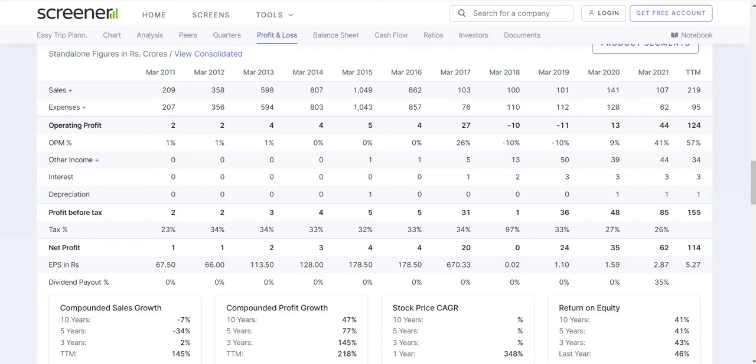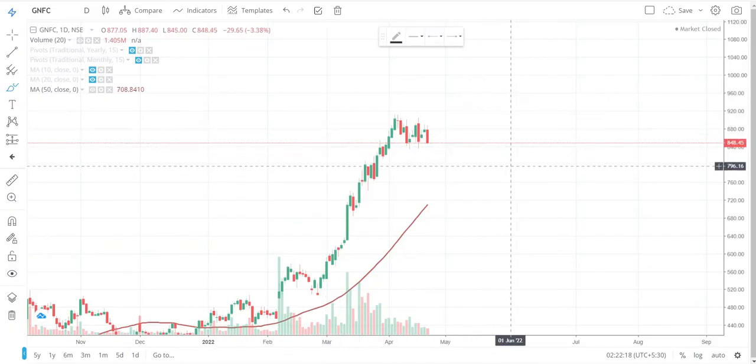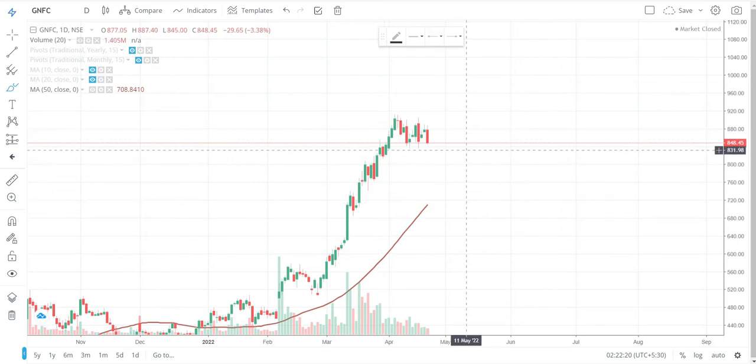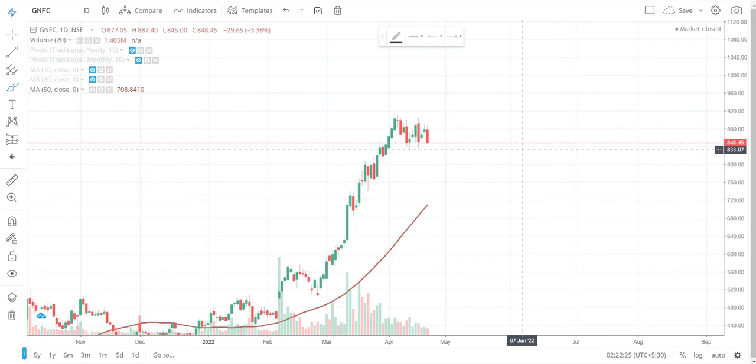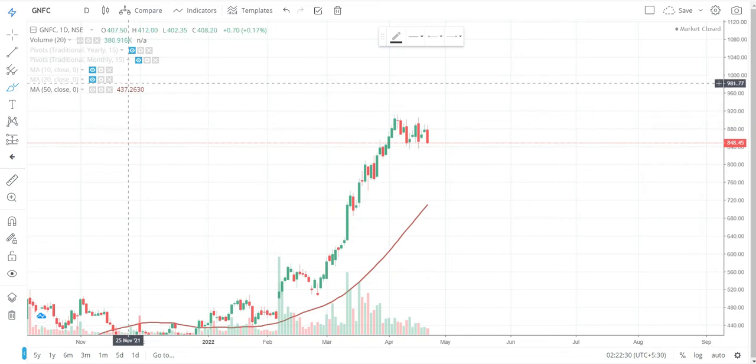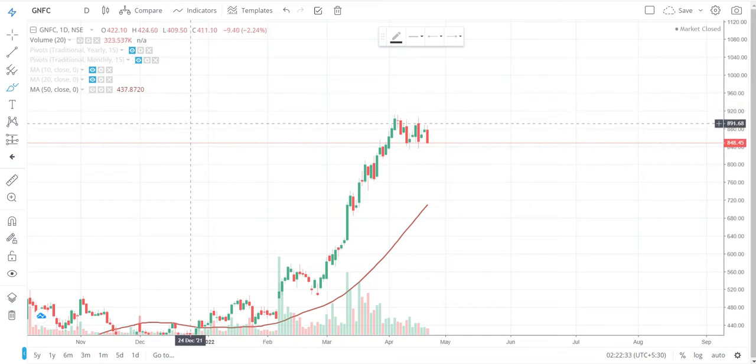After doing this fundamental screening, you do technical analysis to check whether these stocks are facing any resistance. Let me show you an example. We have GNFC here. Suppose you get GNFC after screening using fundamental criteria. Then you look for whether it is facing any resistance.